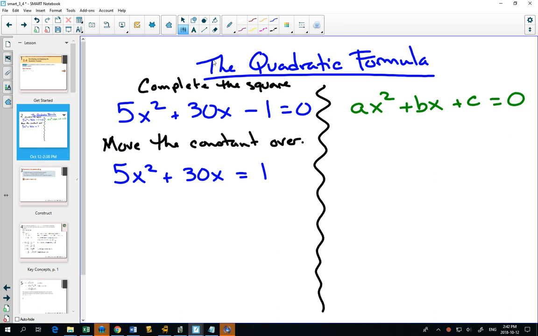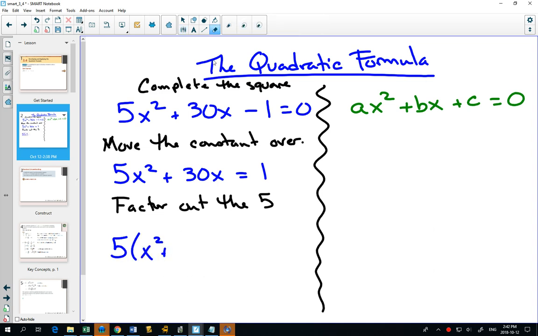What did we do next, in fact, in completing the square? We factored out the 5. So what would that look like? 5x squared plus, factor out the 5, plus 6x, leave some space, right? And add our spaces.